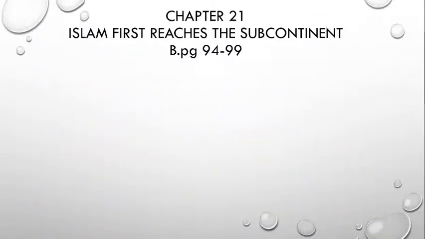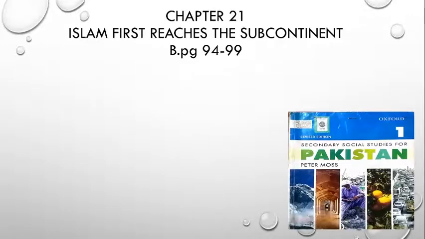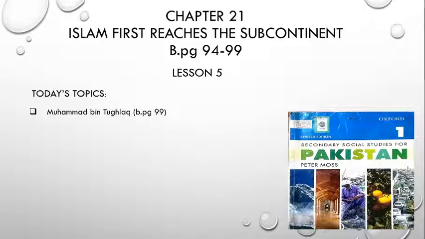We are studying chapter 21, Islam First Reaches the Subcontinent. It's on book page number 94 till 99. Today we have to start its lesson 5 and today's topics are number 1, Muhammad bin Tughlaq. It's on book page number 99. Number 2, Firoz Shah. It's also on book page number 99.